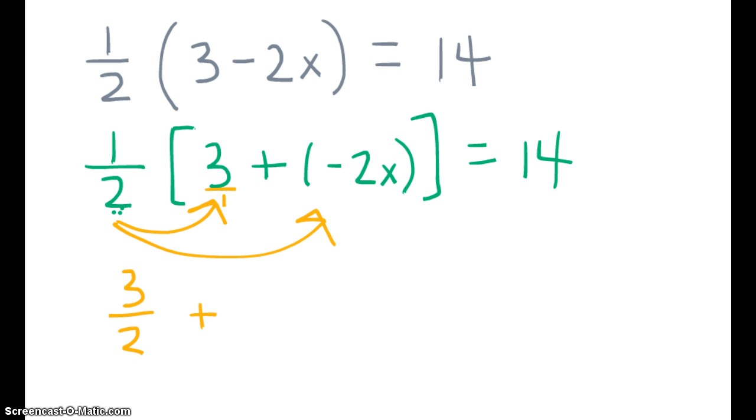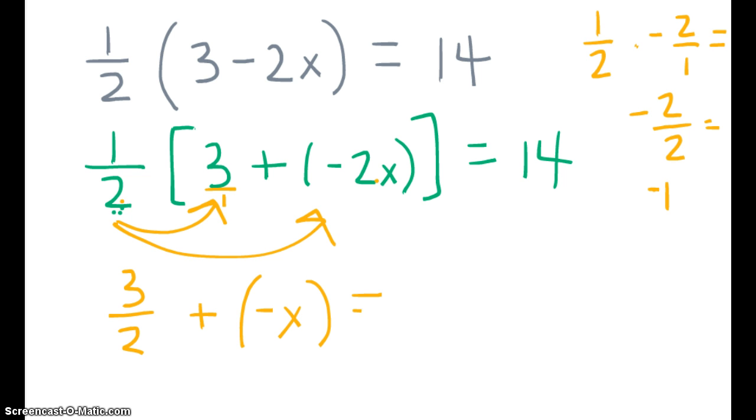Plus, now look what happens. When you have 1/2 times negative 2, let's just pretend that the x is not there. So times negative 2, that's 2 over 1. So we end up with negative 2 over 2, which really takes care of the fraction problem. So 1/2 times negative 2x is really just a negative 1. So we're going to call that just a negative x, because that's negative 1x, equals 14.